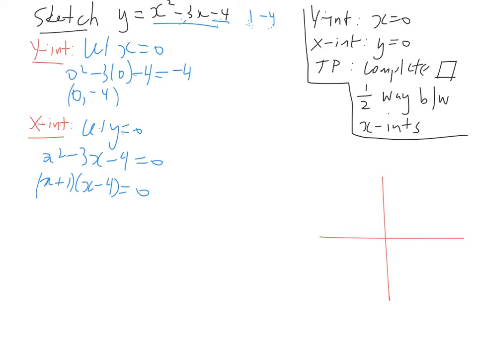Now we've got to apply this little thing called the null factor law, which tells us if a times b equals 0, then either a has to equal 0 or b has to equal 0, or both of them equal 0. So that's how we can do it. So for this part here to be equal to 0, x has got to equal negative 1, and for this part here to be 0, x has got to equal 4. So that's our two x-intercepts. So we've got x-intercepts at (-1, 0) and (4, 0).